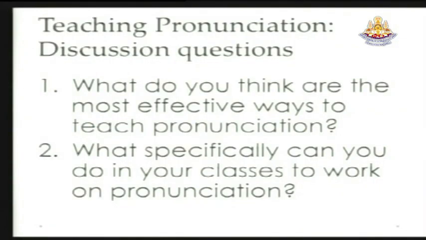What do you think are the most effective ways to teach pronunciation, and what can you do in your classes? And we had good answers. You put the answers over there. I took a picture of that. I put the answers up here. I just want to talk about that for a second.